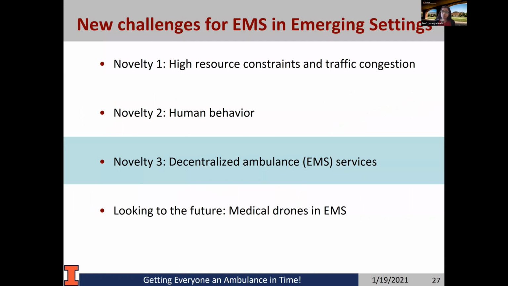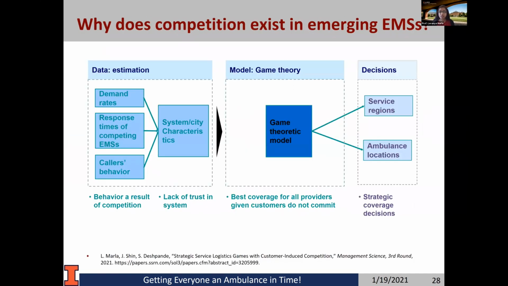That's the second story. The third story, and the fourth story, which I'll speak about in much shorter time, so we can have time for questions, is about this notion of decentralized services. So here, this is a unique setting for these emerging economies, including India. And here we use the notion of game theory to model how these service providers themselves are reacting to the fact that people are calling multiple providers. And I'll skip over the mathematics here.